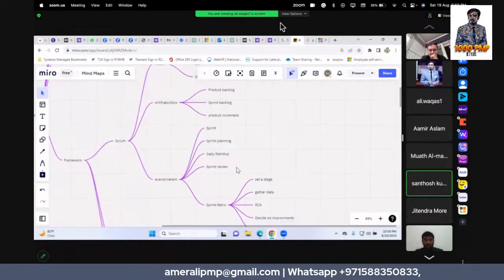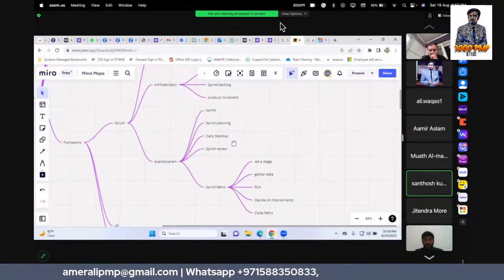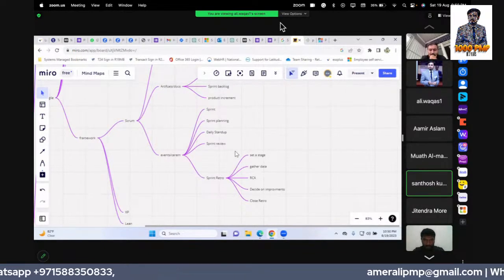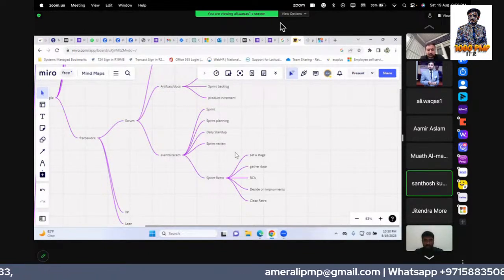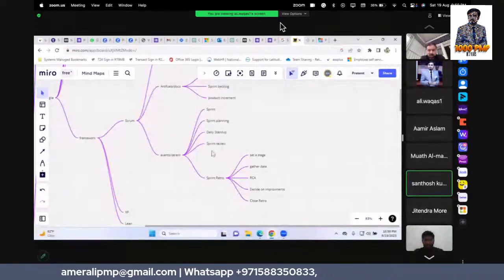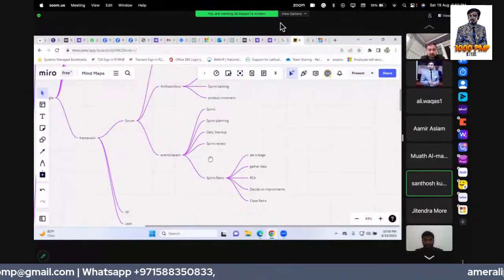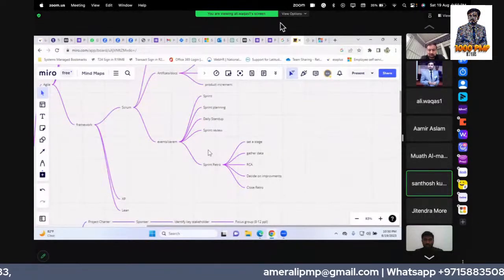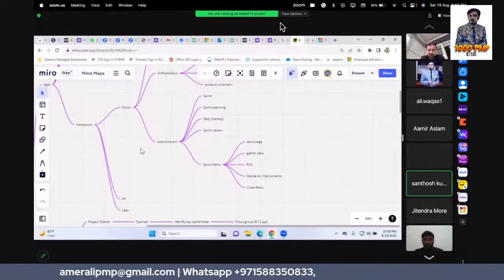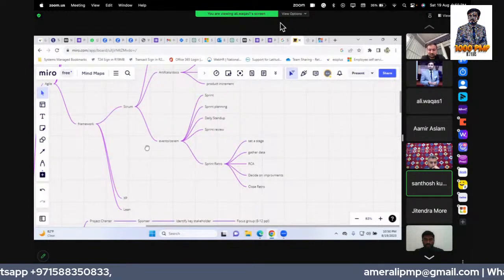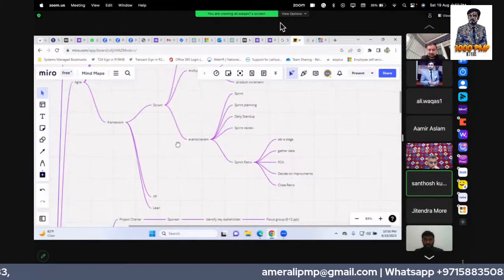And next we have 5 events, ceremonies. In the 5 events, the first event is the sprint, which is 1 to 4 weeks. Next is sprint planning. Here the sprint backlog, things produced in the sprint, or the sprint goal, will be shared with the customer. And we have the daily stand-up meeting, or Scrum meeting. Here we discuss what we did yesterday, what we are going to do, and what the blocks, the impediments, are. This will be discussed in the daily stand-up meeting.